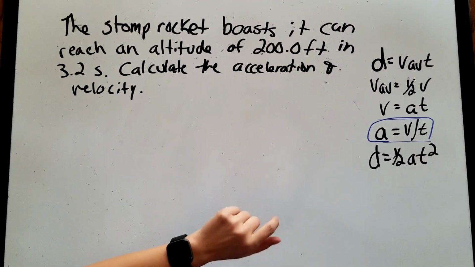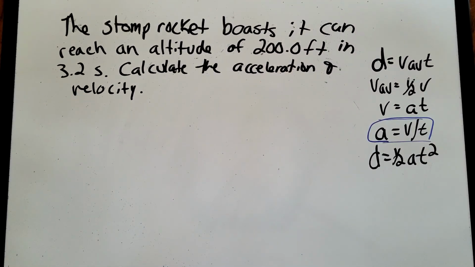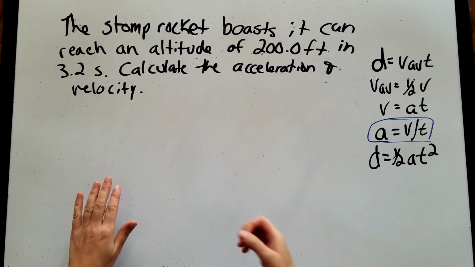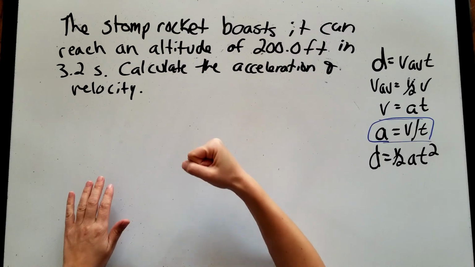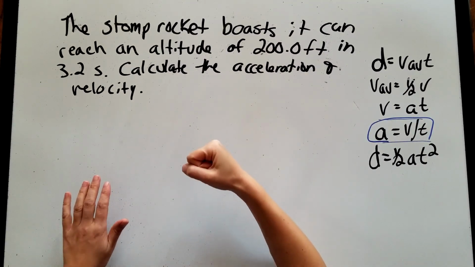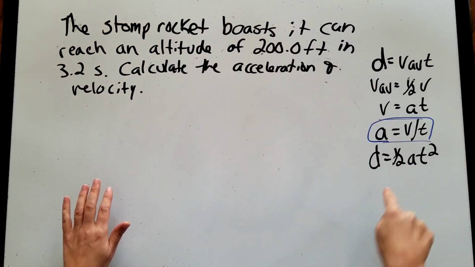If it did go that high in that amount of time, let's see what the acceleration and the velocity would be of that rocket. Notice I still have my 0 initial velocity equations up. Why? With a stomp rocket, you have a rocket sitting on a pedestal and it's at rest initially. So that means its initial velocity is 0. That's why we're still applying this area of equations.